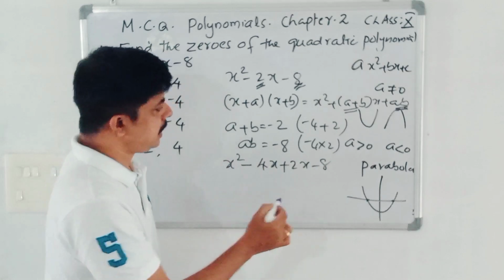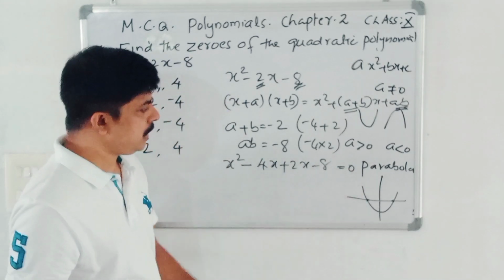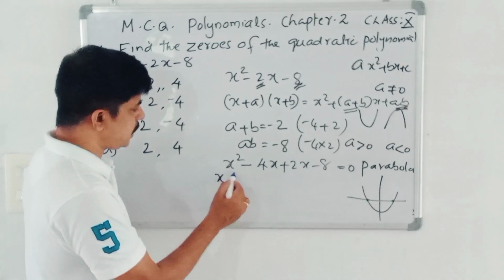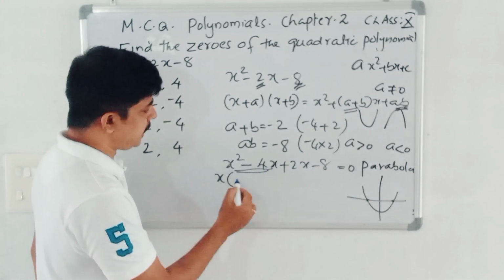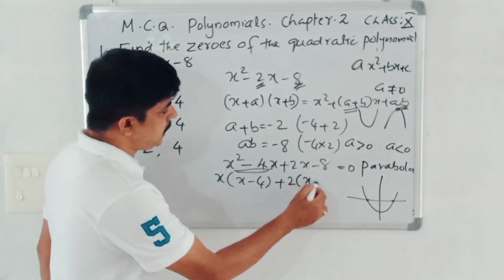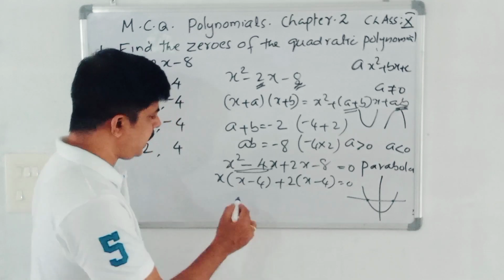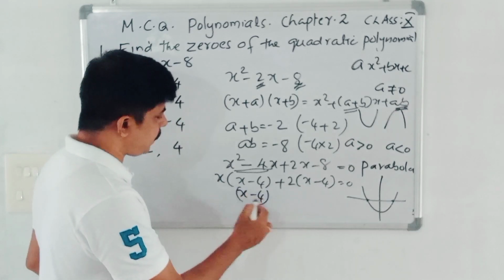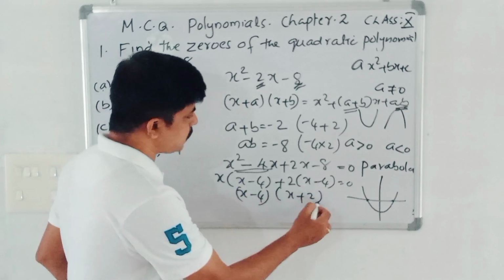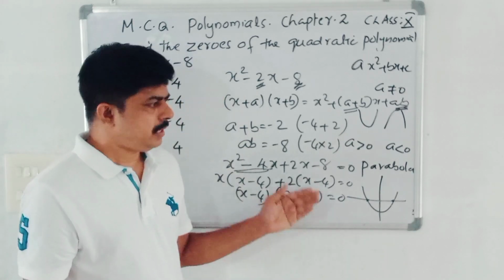We are going to find the zeros of the polynomial. Therefore, it must be equal to 0. Here we have x as the common factor. From the first two terms, we are getting x as the common. From the third and fourth, we are getting 2 as the common. Here in both the products, we can see x minus 4 as the common factor. Therefore, x minus 4 and x plus 2 are the two factors of this polynomial.